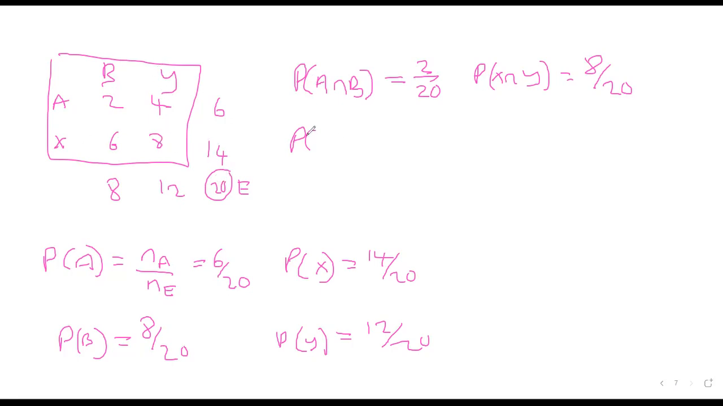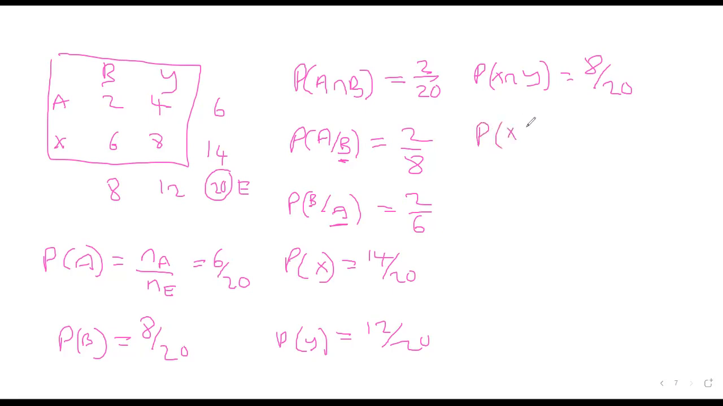But if we're given A given B, where do they meet? They still meet at 2. But the total for the base here is the total for B. So for B, the total is 8. Then if we do B given A, you still meet at 2. But this time the total for the base has changed. Total for A is 6.